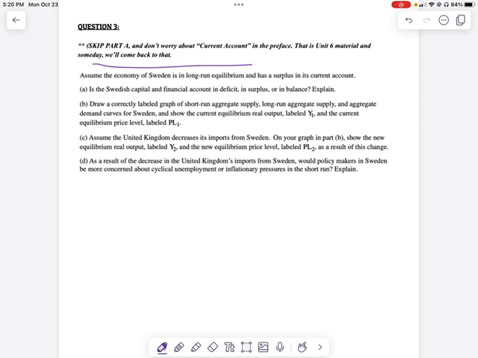So in this question, we're going to skip part A. I'm just going to write skip next to that so we have a placeholder. And I'm going to jump right into part B. It says, assume the economy of Sweden is in long run equilibrium. And now we have to graph that.